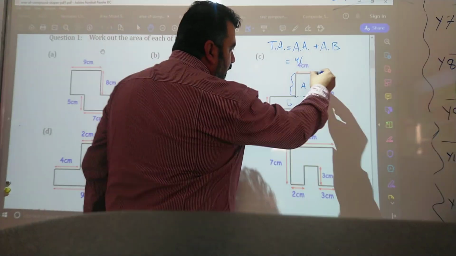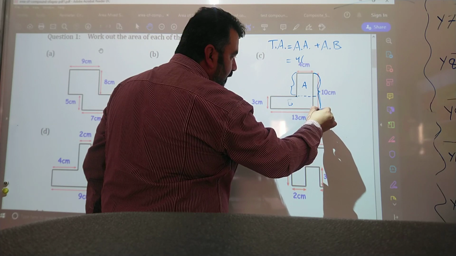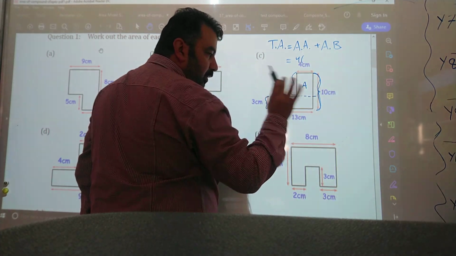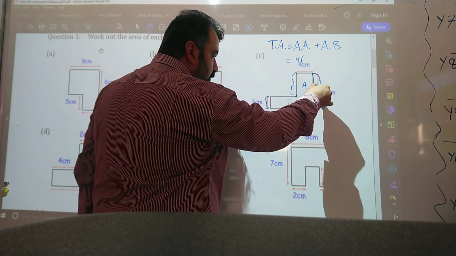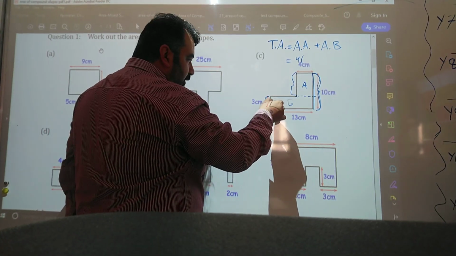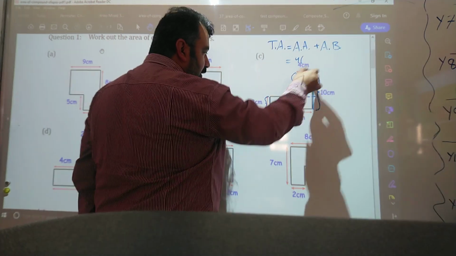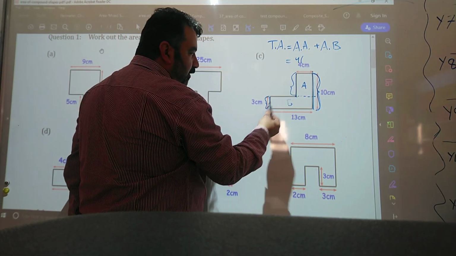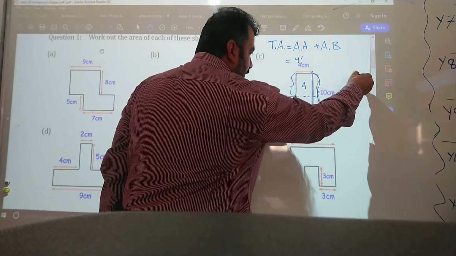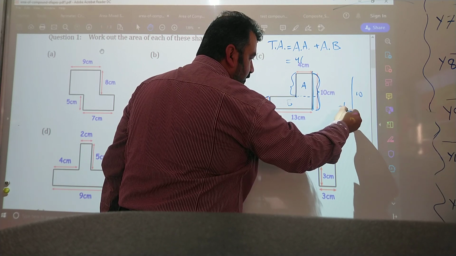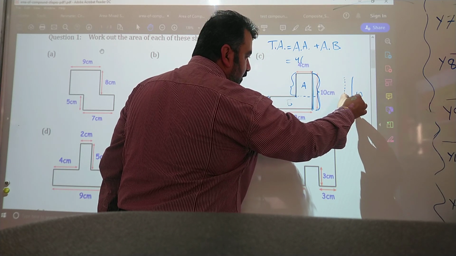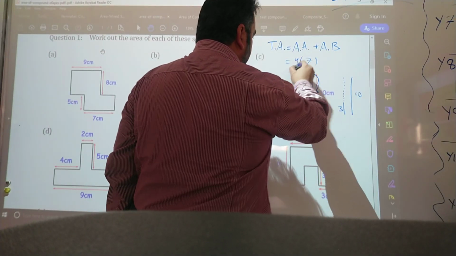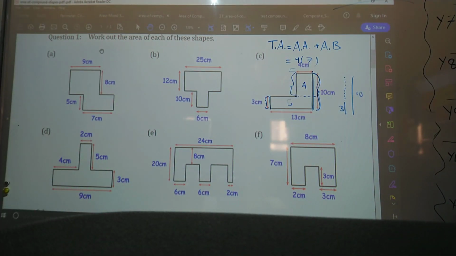So think about it. If from here to here is 10, and from here to here is 3, how much is from here to here? Look. From here to here, 10. From here to here, 3. How much is left? 10 minus 3. See, if I move this, this is 10 and this is 3, so how much is this? See? Are you with me? So it's 7.